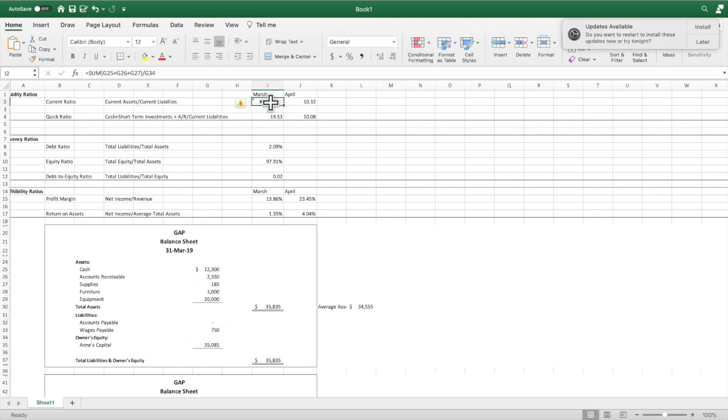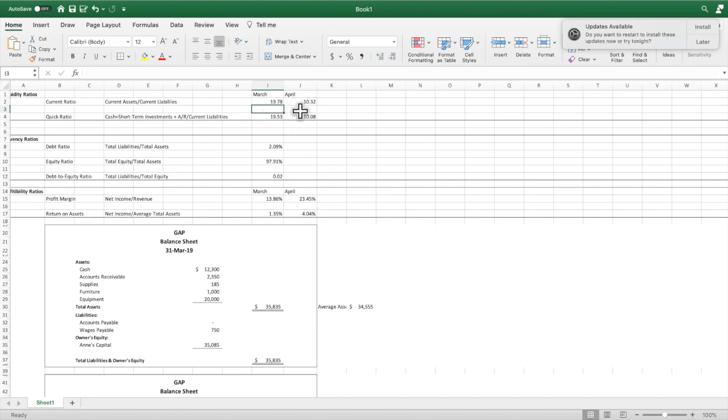Oh, did something wrong there. Where's current liabilities? Divided by current liabilities here. Alright, so Greater Athletic Performance can meet their debt obligations 19.78 to 1. So they have 19.78 assets to 1 liability. So it's 19.78 to 1.